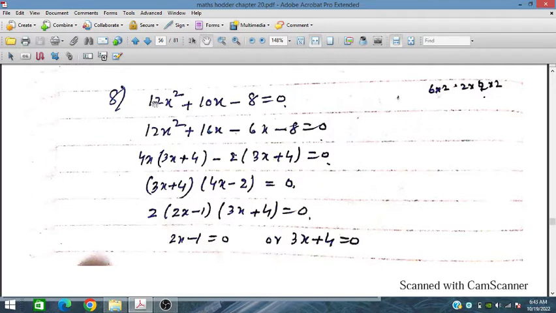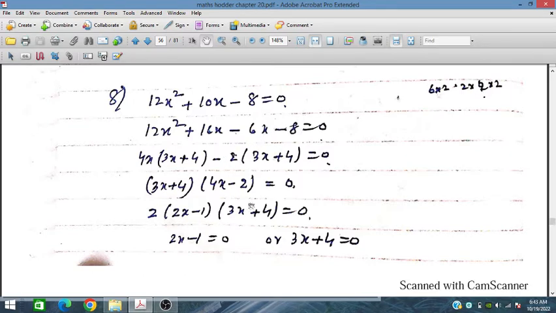So we have this minus value, minus 96. So this is 12x square plus 16x minus 6x minus 8. So we can take out 4x common here, so 3x plus 4. And here minus 2 is taken common, so 3x is left here, and plus 4. When multiplied, minus 2 times plus 4 gets minus 8.